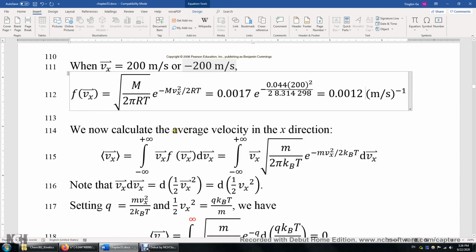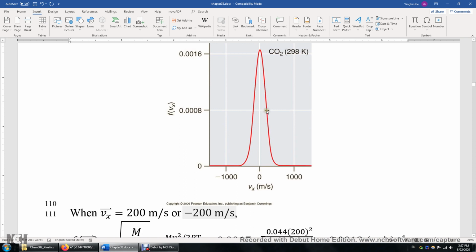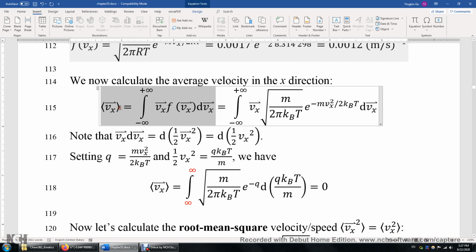Now let's evaluate the average velocity of the gas particles in the x direction. Without doing any calculation, you should realize that it's 0. Because if you have a lot of gas particles, some are moving in the positive direction, some in the negative direction. And the probability density of moving at positive Vx is equal to that of negative Vx. They cancel. So overall, you'll have a 0 average velocity. But still, let's do the math.